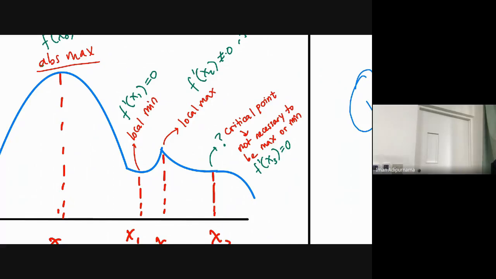Anyone know why? Why this point, this pointy corner here, is not differentiable? Anyone want to guess why we cannot take the derivative at this point? Or maybe guessing why we cannot derive at that point?